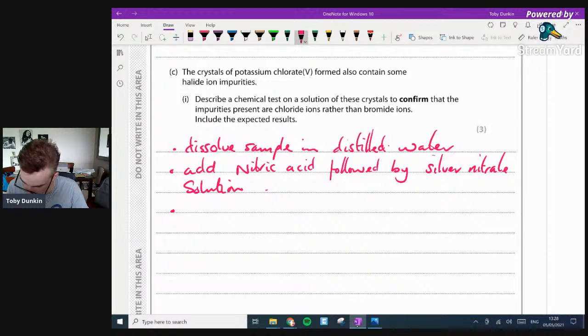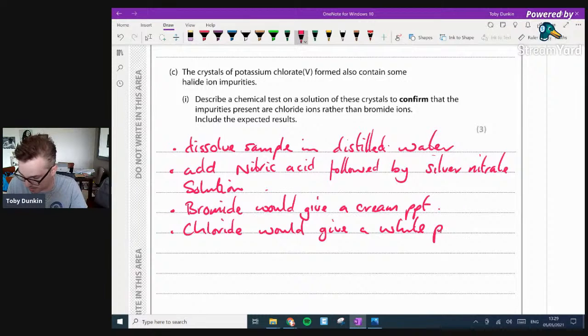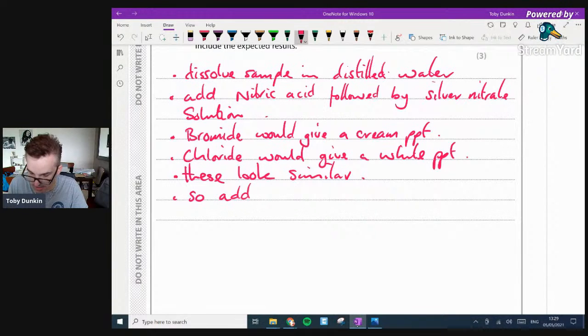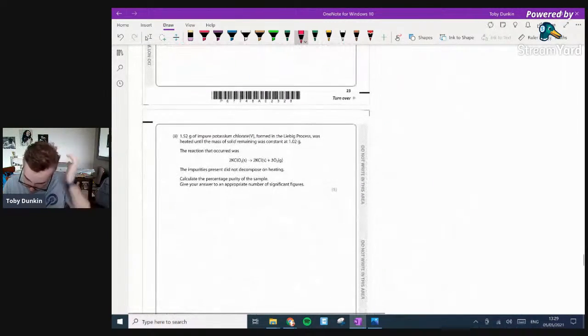Next, bromide would give a cream precipitate. Chloride would give a white precipitate, a white PPT. These look similar. So add dilute ammonia, and the white AgCl precipitate will redissolve. Done. Moving on. Oh, blimey, this is long.